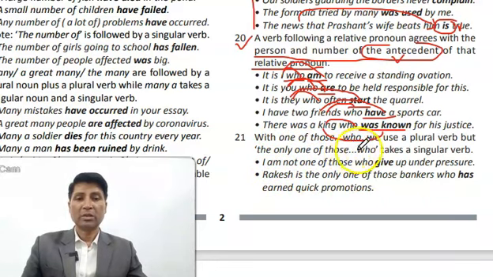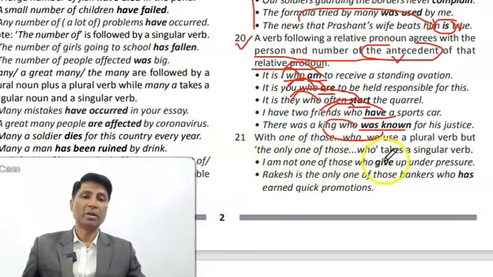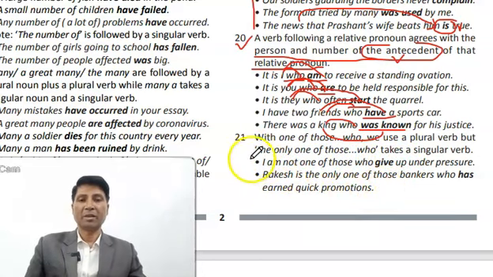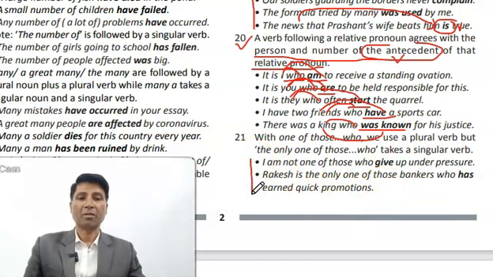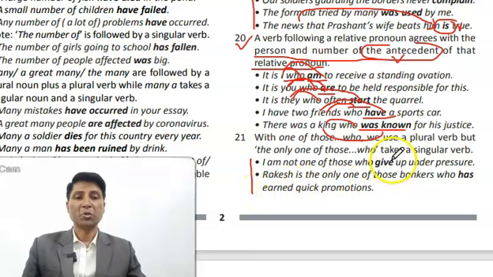With one of those and who, we use a plural verb, but the only one of those who takes a singular verb. What does it mean? Let us understand with the help of the examples. I am not one of those who give up under pressure. So here give is plural. Why is it plural? Because it is one of those. But in the next example, Rakesh is the only one of those. So here the word only has been added before one.